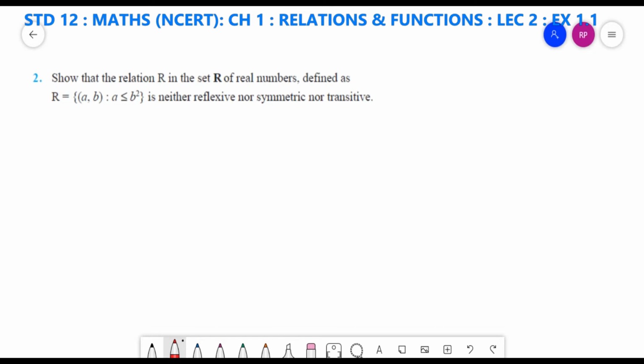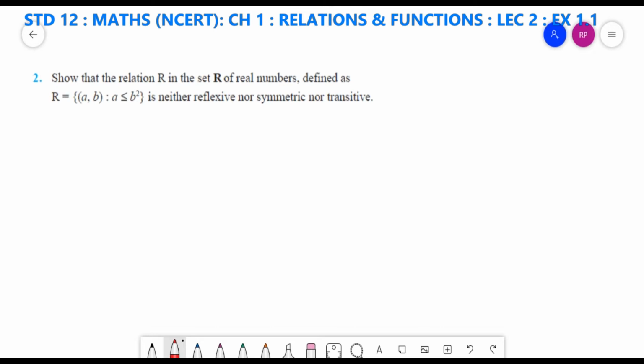In our last video lecture we started with chapter number 2. We studied the types of relation like reflexive, symmetric, transitive, equivalence. Then we solved question number 1 of exercise 2.1. Today we will start with question number 2. So see question number 2.